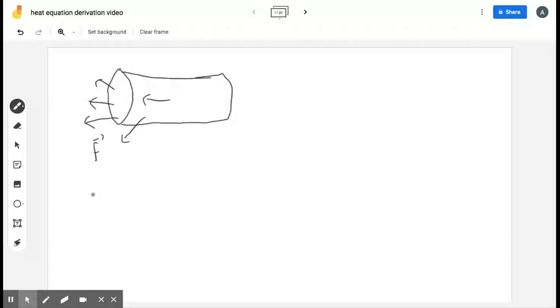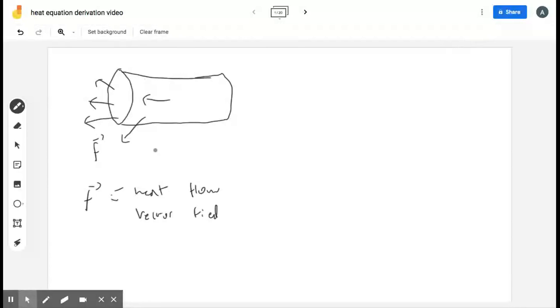So we have this heat flow F, and F is equal to the heat flow vector field, where each vector is the direction and magnitude of the heat flow. And so what is the heat flow vector field?